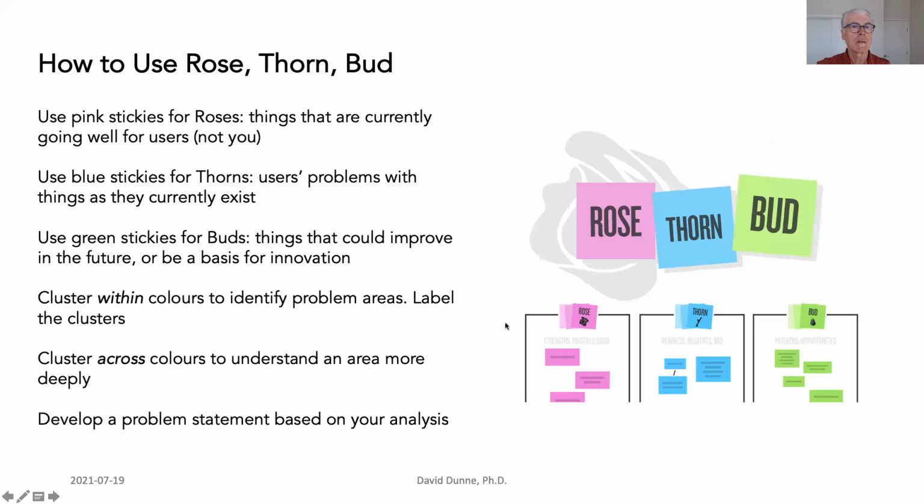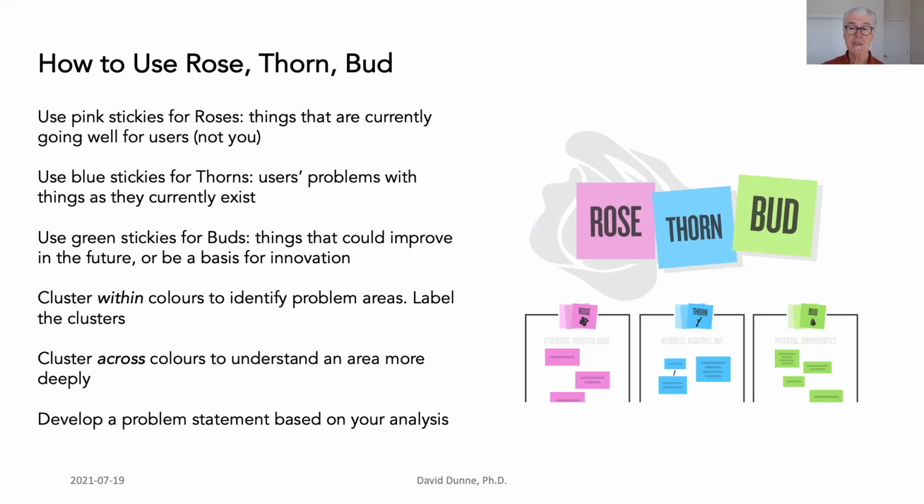How do you use it? Well, it's again very simple. You get a bunch of stickies, pink stickies, which tell you about things that are currently working. And remember, we're user-centered in this as in everything we do. So these are things that are currently working for users, not necessarily for you, but they are working. Use the blue stickies then for thorns. These are some problems that users have with things as they currently exist. And then use the green stickies for buds, things that could actually improve in the future, or they could be a basis for innovation in the future.